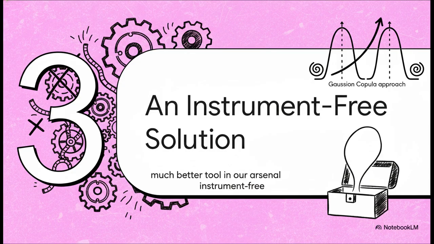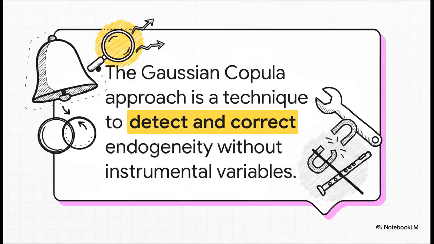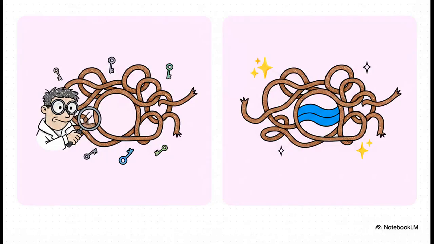For years, the main way to fix this was super complex and honestly often totally impractical. But today, we've got a much, much better tool in our toolkit, a brilliant, instrument-free solution. And this solution is the Gaussian Copula approach. Yeah, it sounds a little intimidating, but it's really just an advanced statistical technique that's designed to both detect and correct for endogeneity. And, the most important part, it does all this without needing to use what are called instrumental variables. And trust me, being instrument-free is a huge deal.